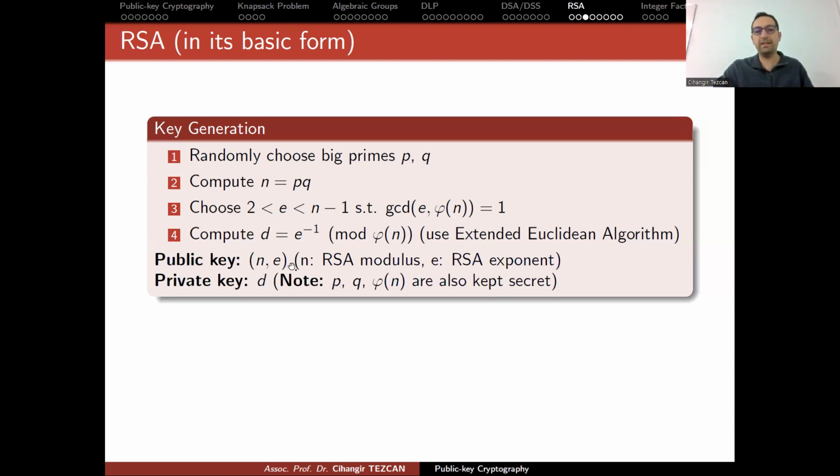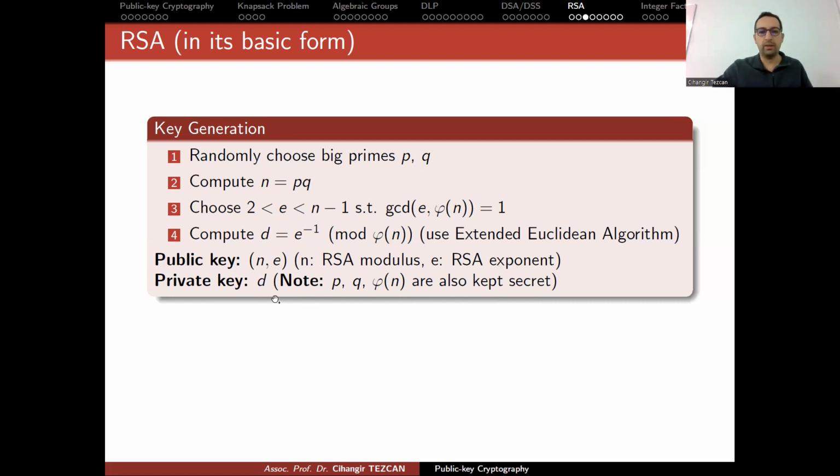Now the numbers n and e are your public keys, so you publicly announce them. n is generally referred to as the RSA modulus, and e is referred to as the RSA exponent. But the secret key, the private key, is d. Only you know this. You are not going to use p, q, or phi n anymore, but they also have to be kept secret. Otherwise, we can break the system.